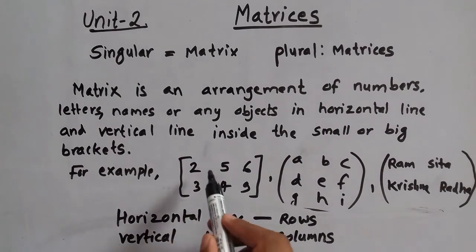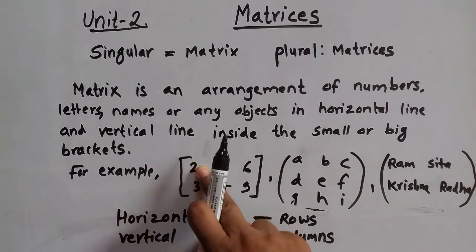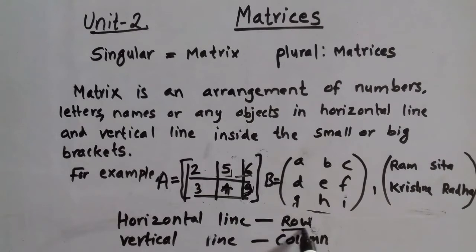These horizontal lines are called rows and these vertical lines are called columns in matrices. This row is singular, this column is singular. When we write S here, this is plural.